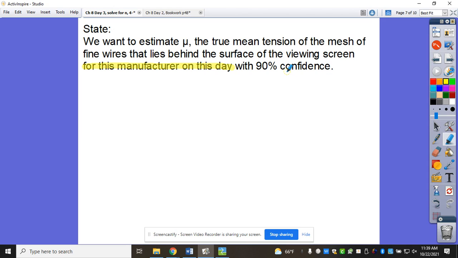So it's just for this manufacturer. It's just for this manufacturer, and it's just for this day, because it literally said on a specific day, and if I'm trying to apply 10% condition, I need to be thinking about it as specific as the problem said. And it's with 90% confidence. So again, this is one that I probably would have said, let mu equal all of this, and then just reference that throughout, and that's fine.